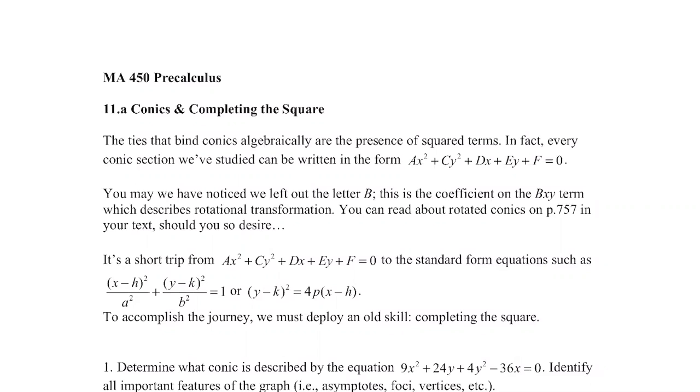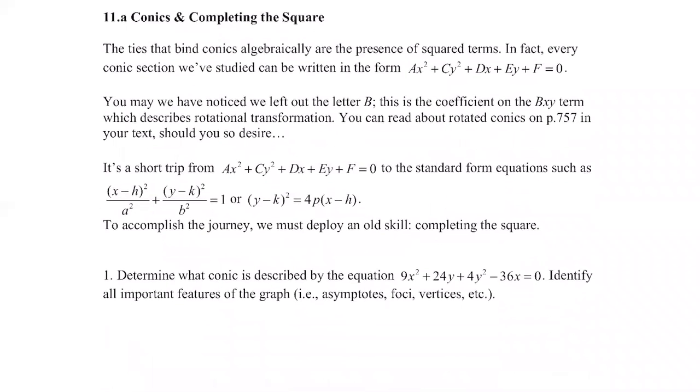It's a short trip from ax squared plus cy squared plus dx plus ey plus f equals 0 to the standard form of equations, such as (x minus h) squared over a squared plus (y minus k) squared over b squared equals 1, or (y minus k) squared equals 4p times (x minus h). Make sure you know which of those is a parabola and which is an ellipse. To accomplish the journey, we must deploy an old skill: completing the square.